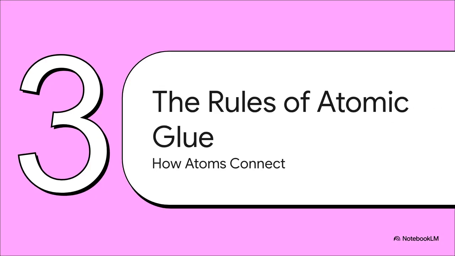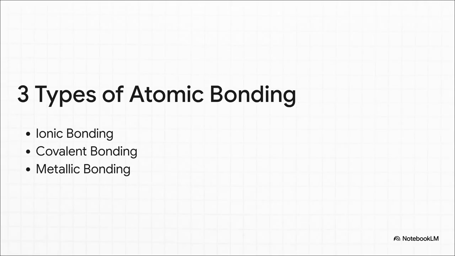So we know atoms can join up, but how? I mean, what's the force that's actually holding them together? This brings us to probably the most important part of our whole story, the rules of what I like to call atomic glue, or what scientists call atomic bonding. It turns out there are three main ways that atoms stick together. We're going to look at each one, because the type of bond an atom uses is what really decides a material's most basic properties, like how strong it is or if it can conduct electricity.